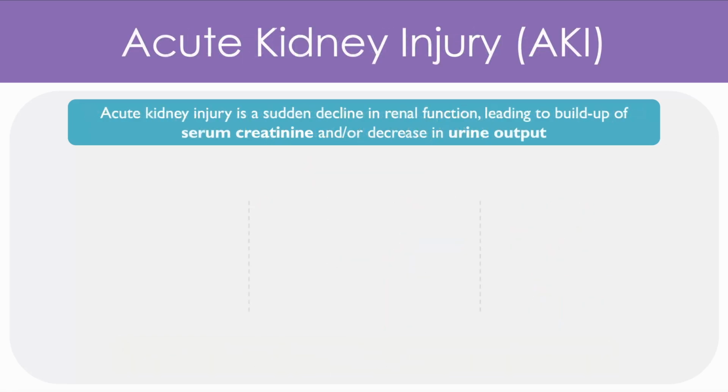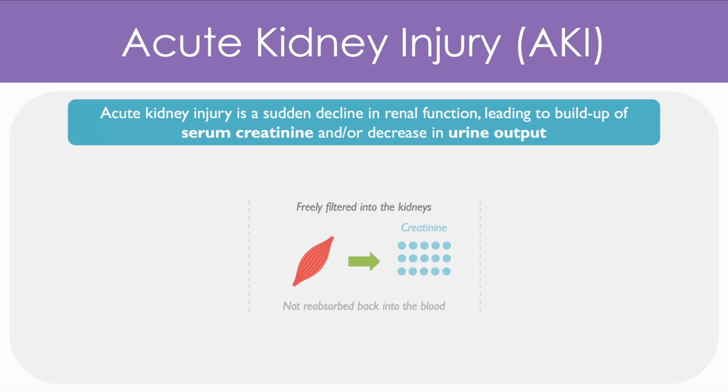When it comes to the topic of acute kidney injury, this can be defined as a sudden decline in renal function, which leads to a buildup of serum creatinine or a decrease in urine output. The reason why we tend to use serum creatinine as a marker is because creatinine is a product of muscle breakdown, and importantly, it's freely filtered into the kidneys, and it's not reabsorbed back into the blood. In this way, the amount of creatinine entering the kidneys should be roughly equal to the amount leaving it via the urine, which makes it a good marker for kidney function.